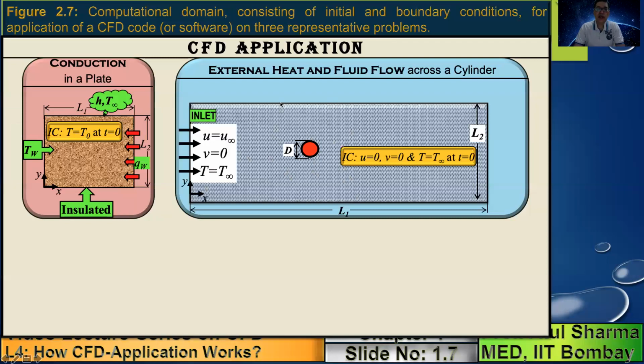So in this case, there is a free stream flow across a circular cylinder. There is an inlet from which the velocity is constant. Streamwise velocity is u infinity. The normal velocity is 0 and temperature is ambient. The initial condition for the fluid is taken as stationary, so the velocities are 0, and it is at ambient condition, the temperature is T infinity.